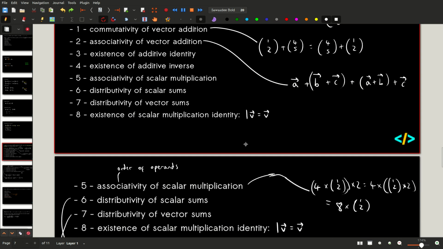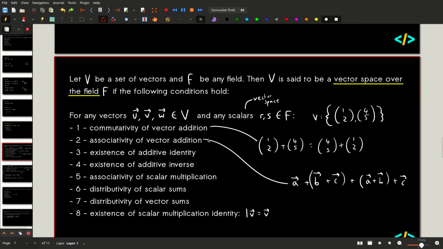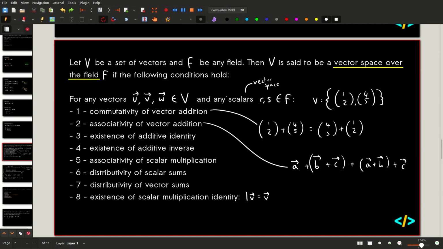Awesome. So these are the 8 rules for a set of vectors to constitute a vector space over a field F. So a vector space is on a field. Exactly. For us to have a vector space, there has to be some field involved.